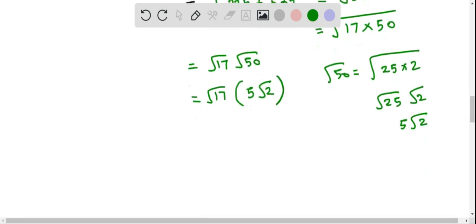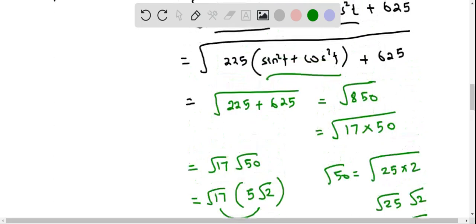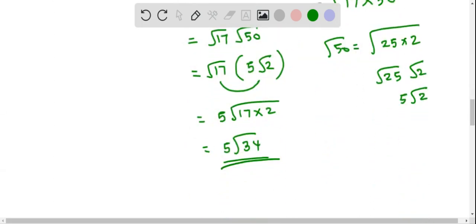And now we can combine these two radicals. I put the number first, that is 5, and then the radicals multiplied, and this equals 5 times root 34. So basically we have written the root of 850 in its simplest form as 5 root 34.